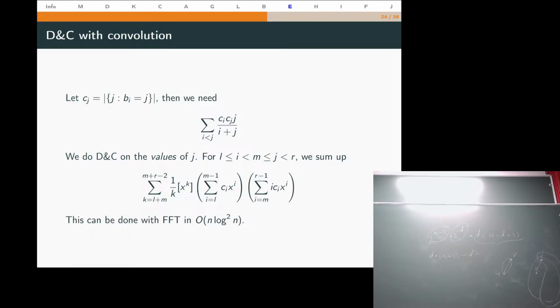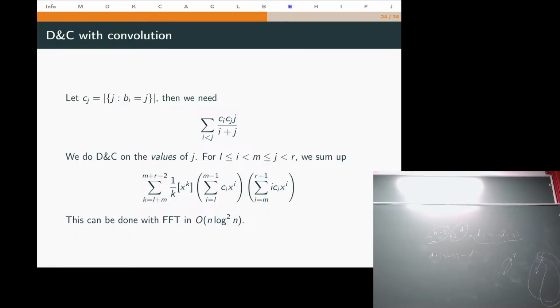So first of all, we can define the variable Cj, which is the number of the i's that are equal to j, and then in terms of this Cj, we can rewrite the whole stuff as Ci Cj times j over i plus j. So here j corresponds to the actual value, and Ci and Cj are the counts. So Ci Cj is the number of pairs that contribute to the sum with the value j over i plus j. So after that, we do divide and conquer on the values of j.